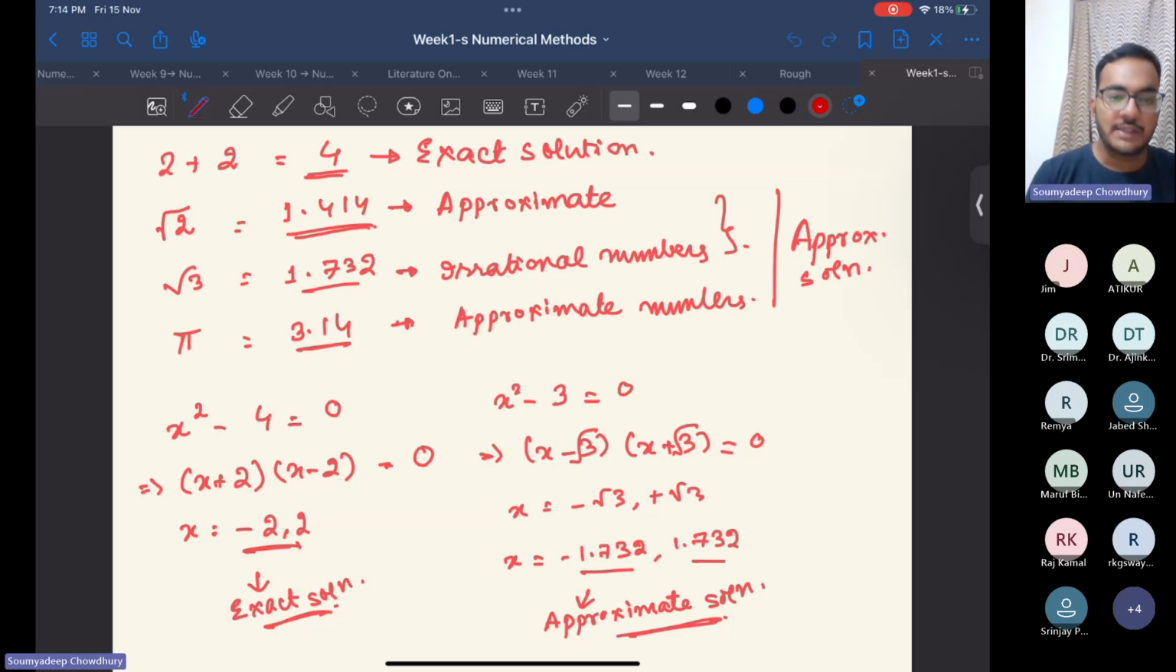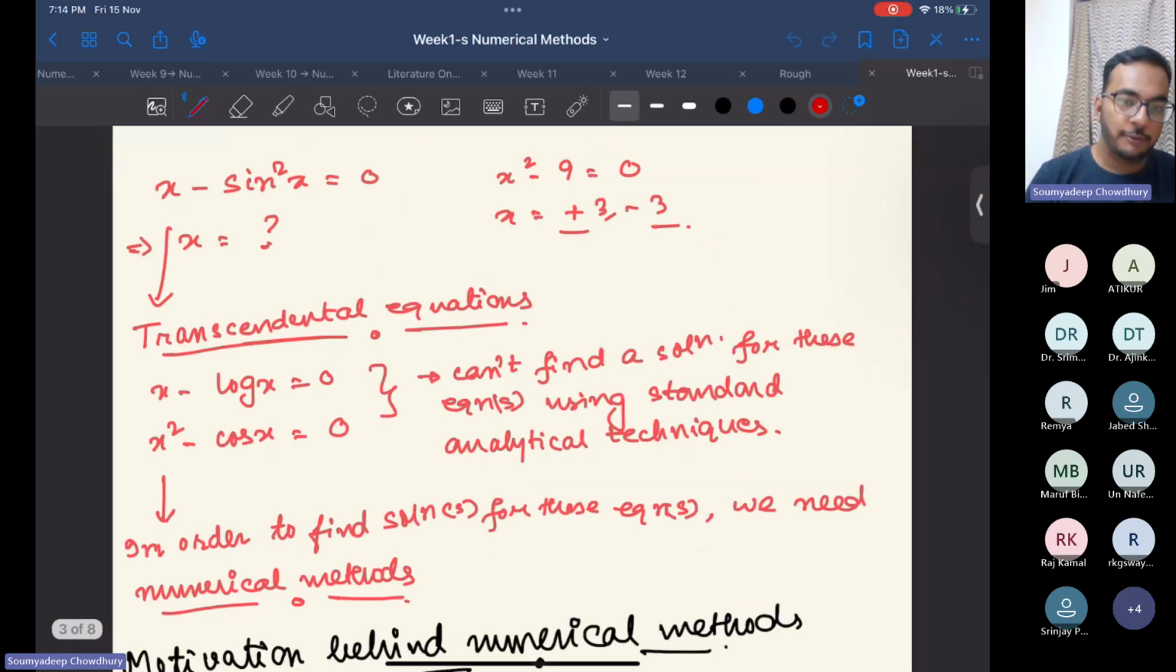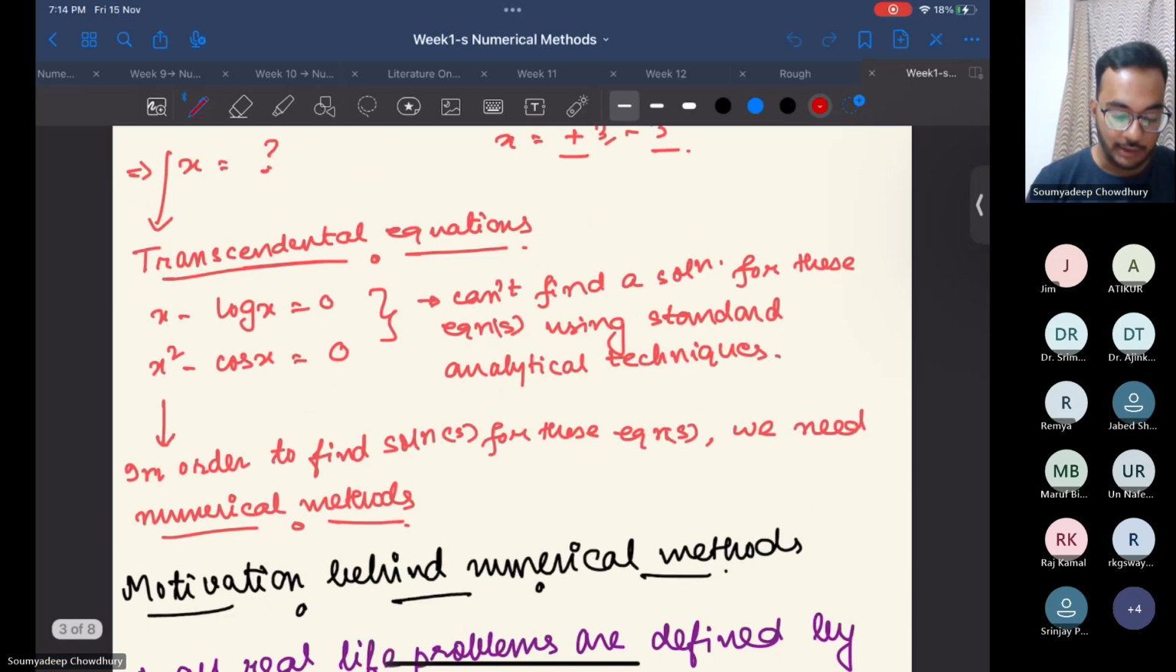Okay. So this is the basic difference which we need to understand between an exact solution and an approximate solution. Normal algebraic equations, the polynomial equations, can be solved using normal analytical techniques like the factorization technique which we are using here. However, if we have equations which are known as transcendental equations, like a combination of an algebraic and a logarithmic term, or a combination of an algebraic and a trigonometric term, we directly cannot find a solution using our standard analytical technique.